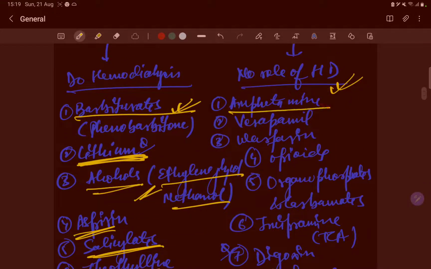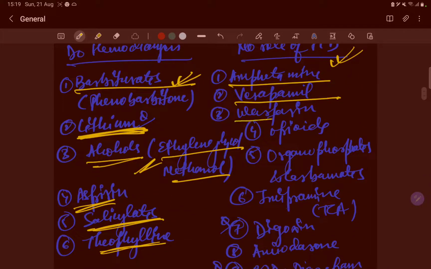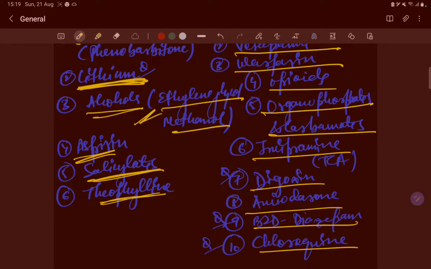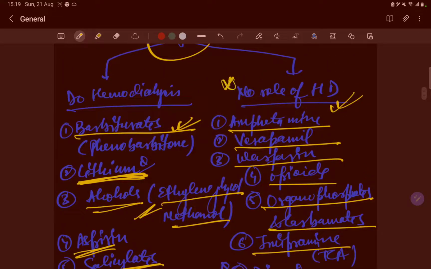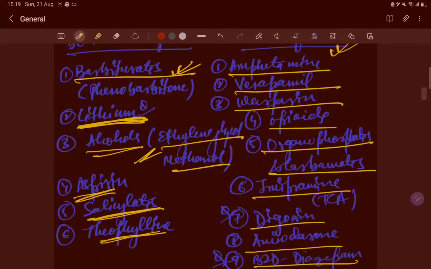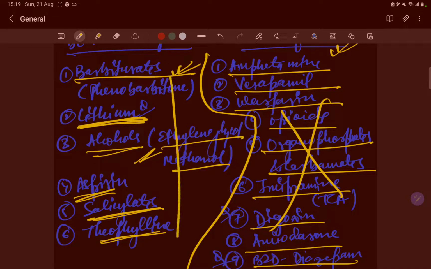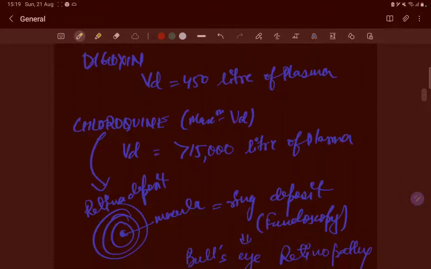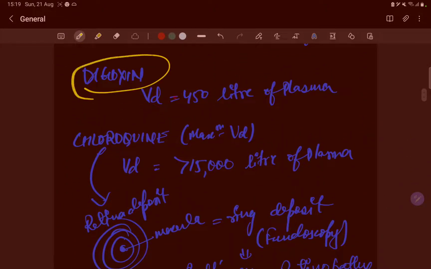these are amphetamine poisoning, verapamil poisoning, opioids, warfarin poisoning, organophosphates, carbamates, imipramine, digoxin, very important, diazepam, chloroquine, amiodarone. In these cases there is no role of hemodialysis. If these cause poisoning, you cannot do hemodialysis; in the others you can do hemodialysis. Okay, this is important.